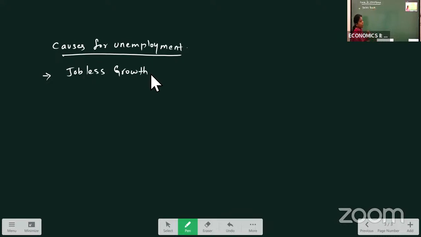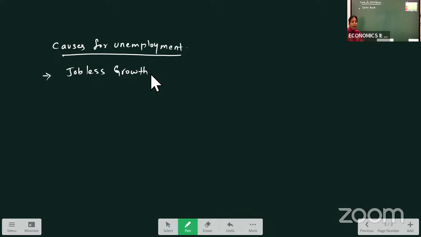Jobless growth. Why jobless growth? Generally, you observe one point over here. Employment depends upon the GDP growth rate of the country. GDP growth rate means what? When more production output is produced in the country, we create more employment. We need more labor, right?